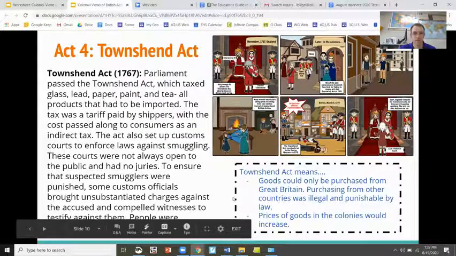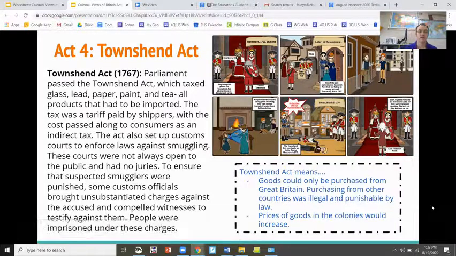4, the Townshend Acts. Okay, so here's what we have going on here. 1767. Parliament passed the Townshend Act, which taxed glass, lead, paper, paint, and tea, all products that had to be imported. The tax was a tariff paid by the shippers, with the cost passed along to consumers as an indirect tax. So if you look at these, tea, paint, paper, these are all things that they had to buy from Britain or other countries under the British Crown because they didn't make them in the colonies.